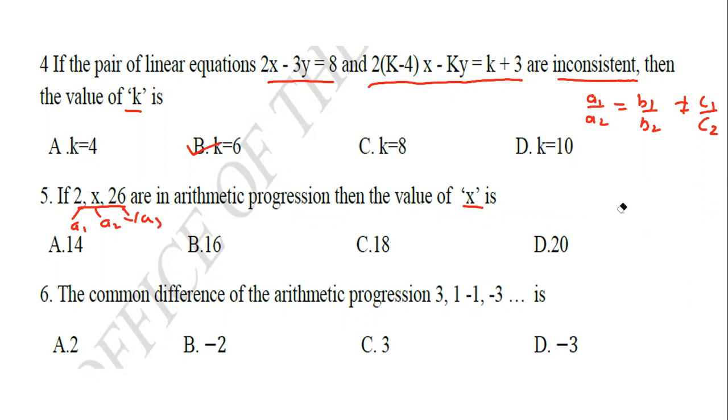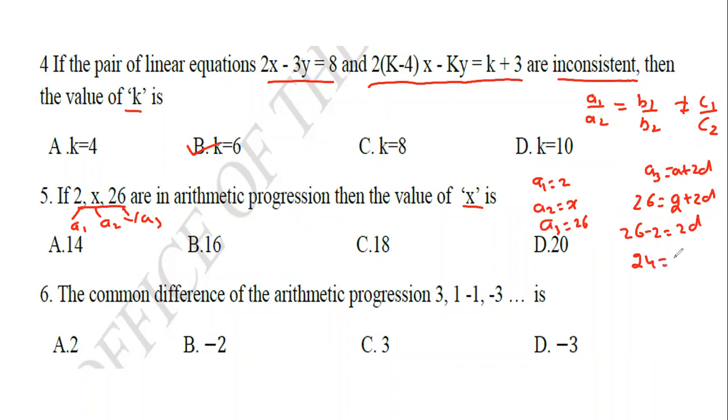Now, write down a1 equals 2, a2 equals x, which you need to find, and a3 equals 26. You can write a3 as a plus 2d. So 26 equals a plus 2d, where a is 2. You will get 26 minus 2 equals 2d. 26 minus 2 is 24, equals 2d. 2 twelves are 24, so you will get d equals 12.